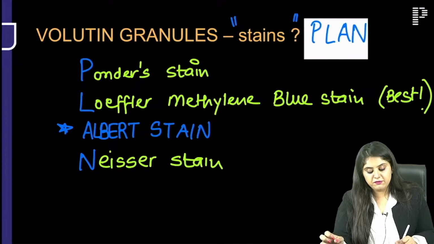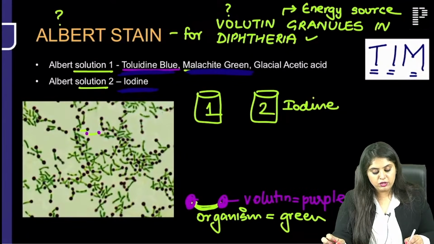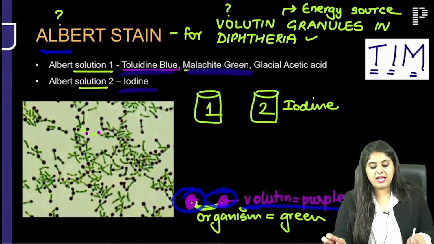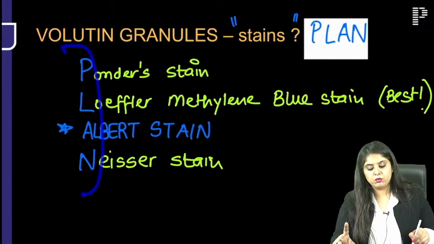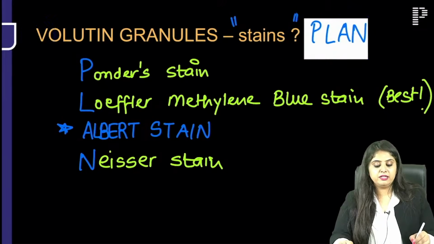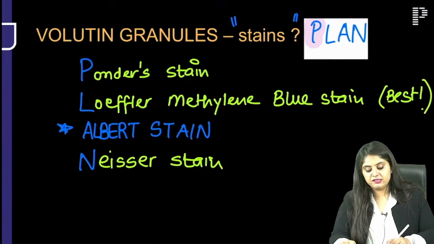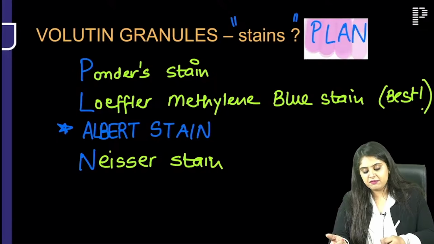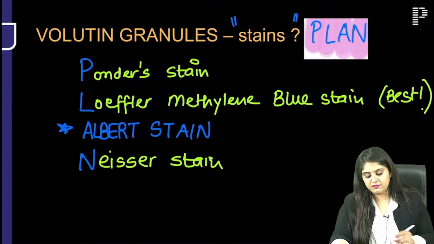So actually, going back, for these volutin granules that you just studied, Albert is just one stain. Total, how many stains do we have? We have total 4 stains. We make a plan for volutin granules. That is going to be number 1, Ponders stain. Next is going to be Loeffler methylene blue, which is the best one. Third is going to be Albert stain, and fourth is going to be NEET stain. Okay, is that fine with everyone?